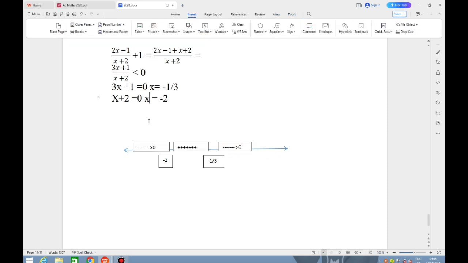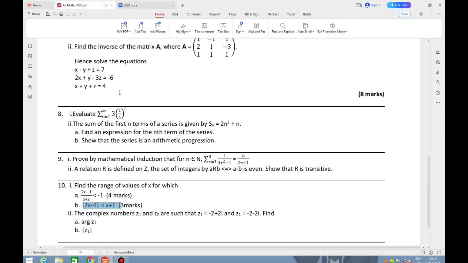So the range of x for which this function is always less than 0 is negative 2 less than x less than negative 1/3. This is the range of values for which the function is always negative. And that's it. Question 10.2 says the absolute value of 2x minus 4 is less than x plus 1.